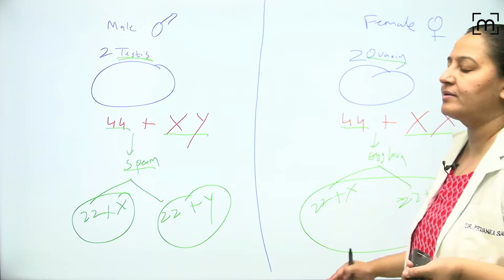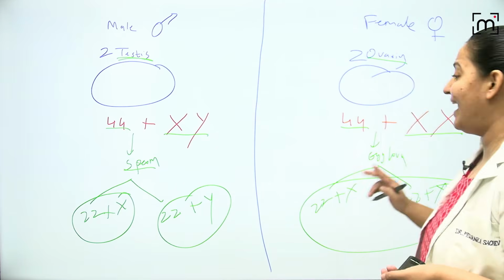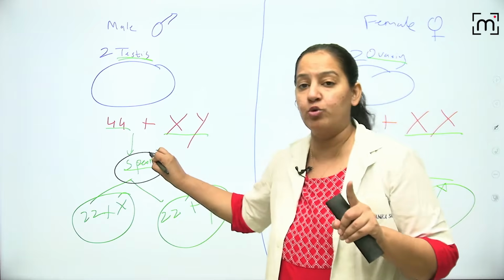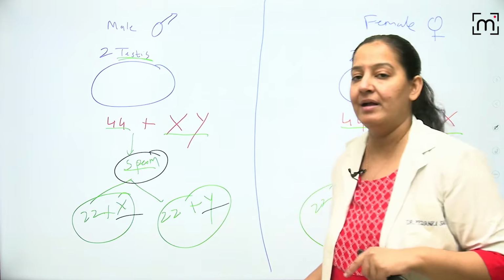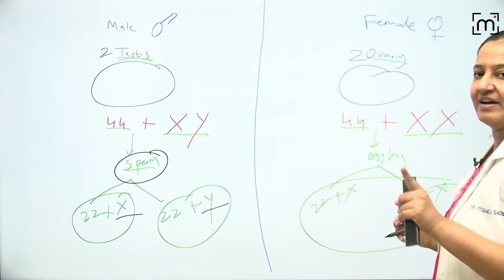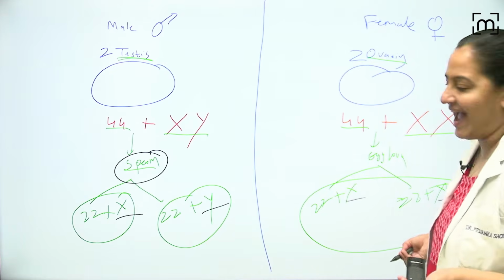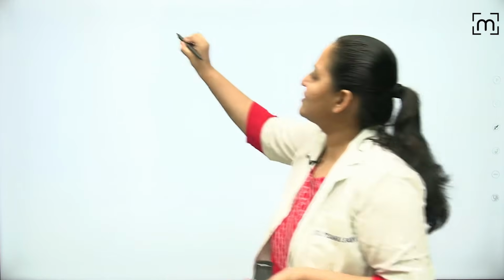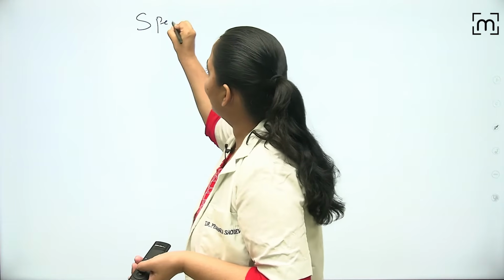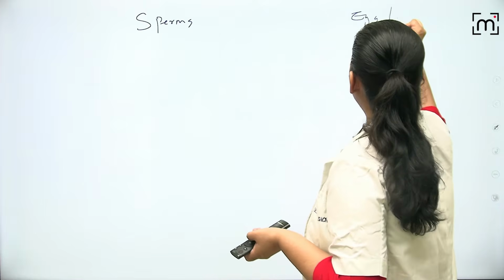So I hope you got the point I want to tell you. In the male the sperms are of two types. One of the sperms contains X and one of the sperms contains Y. In the female, the egg is of only one type, that is containing only X. There is no Y in the egg.